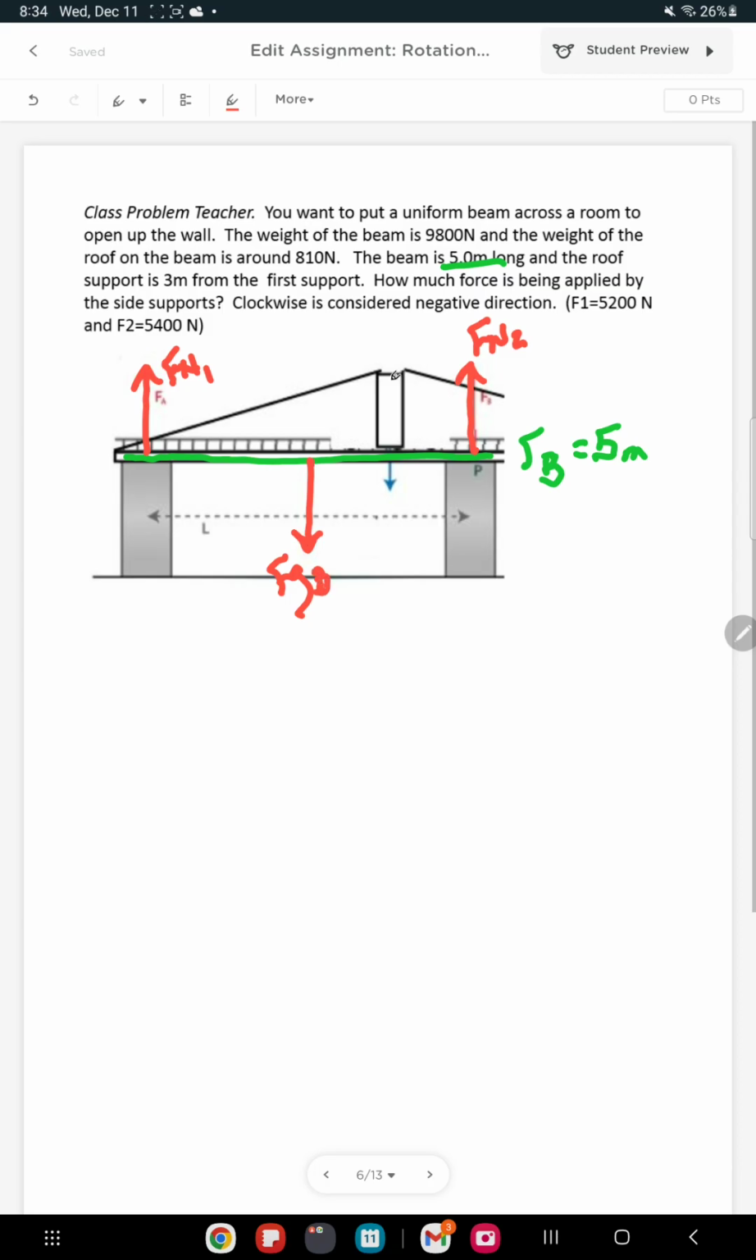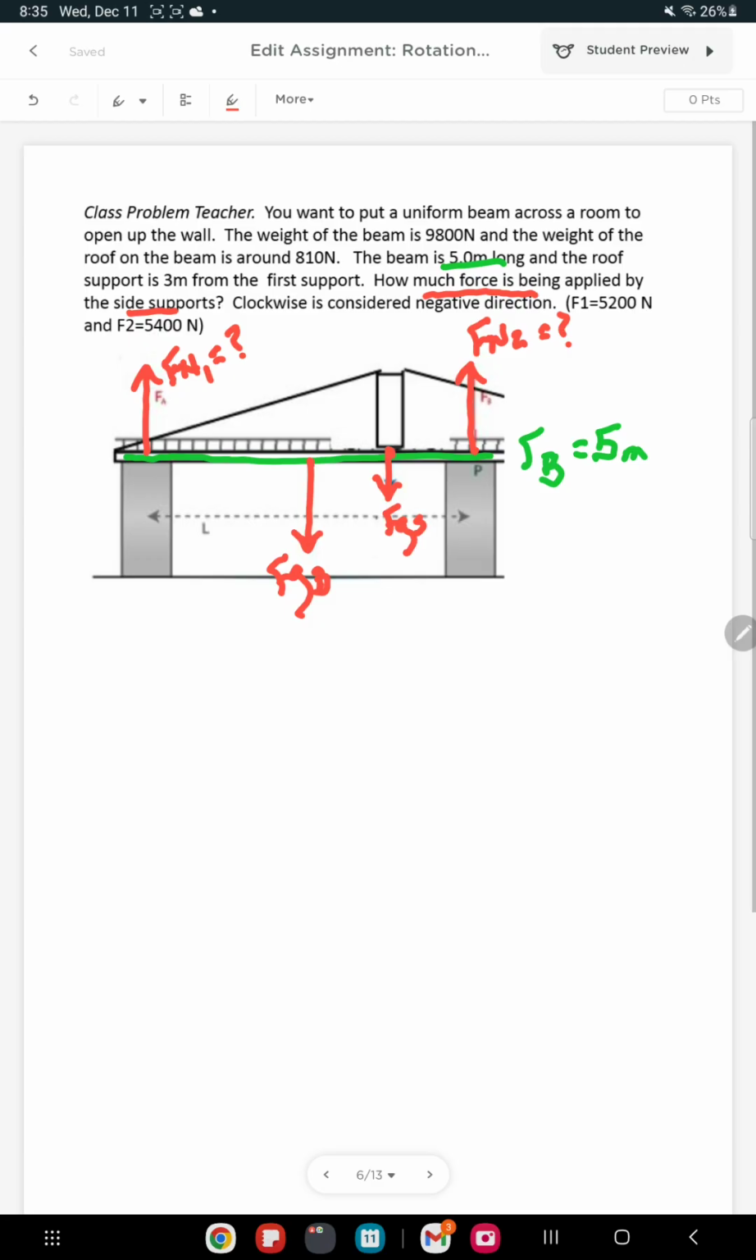And then this is a roof structure. It's also pushing down on the beam, and again, it could be anything. It could be a person. Something's pushing down on that beam. We'll call it force gravity of the structure coming down. So there's our 4 forces. It wants to know how much force is being applied to the side supports, so we're actually looking for Fn1 and Fn2.